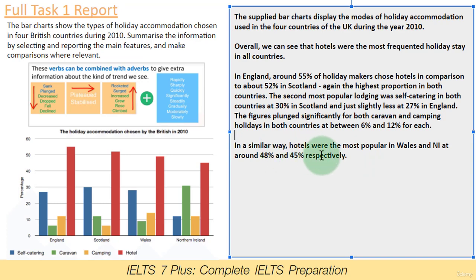In a similar way, hotels were the most popular in Wales and Northern Ireland at around 48% and 45%, respectively. In a similar way, a great way to make comparisons between groups or sets of data.